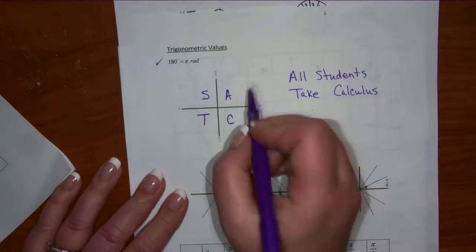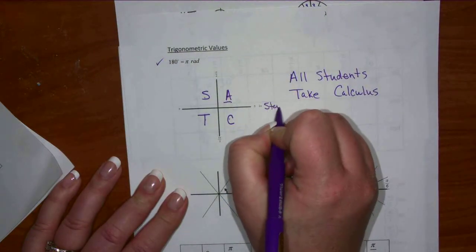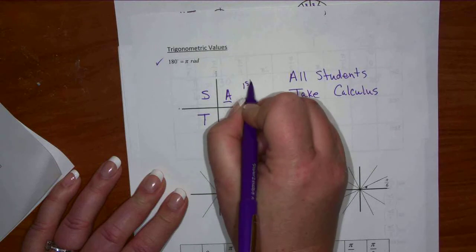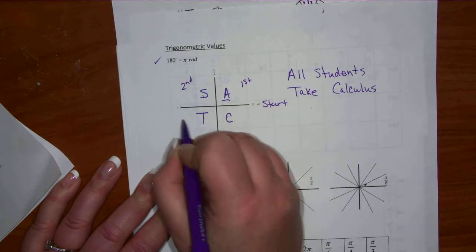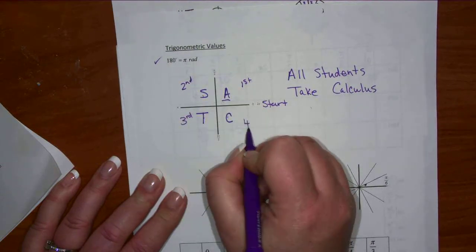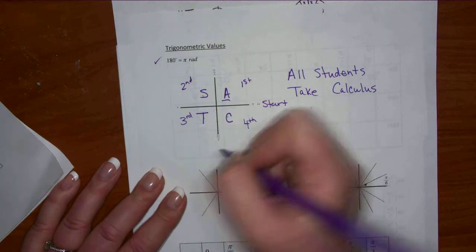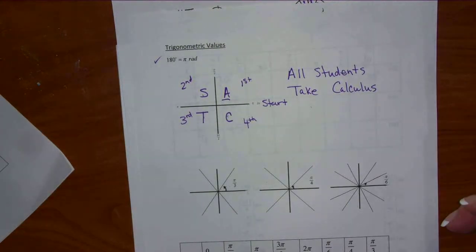This is the first quadrant, right? If here's your start, then this is the first quadrant. That's the first one you go to, then the second quadrant, third quadrant, and that's the fourth. So it kind of makes more sense to start with A than it does to start with C, but either way, okay? So you need to know the CAST rule.